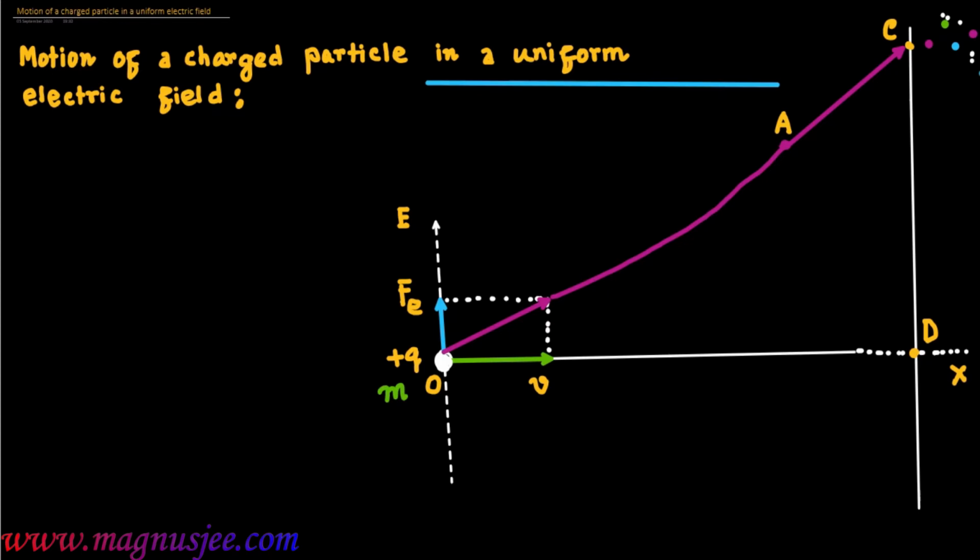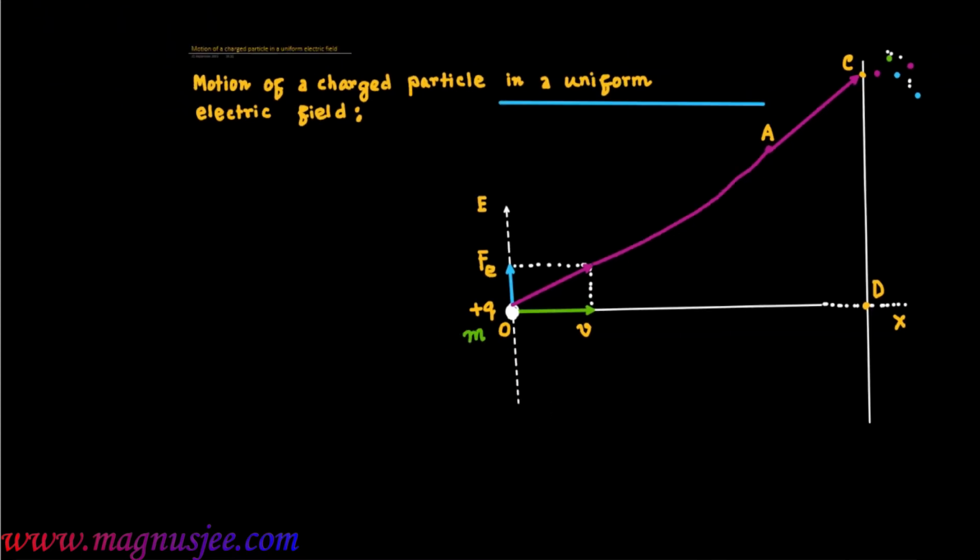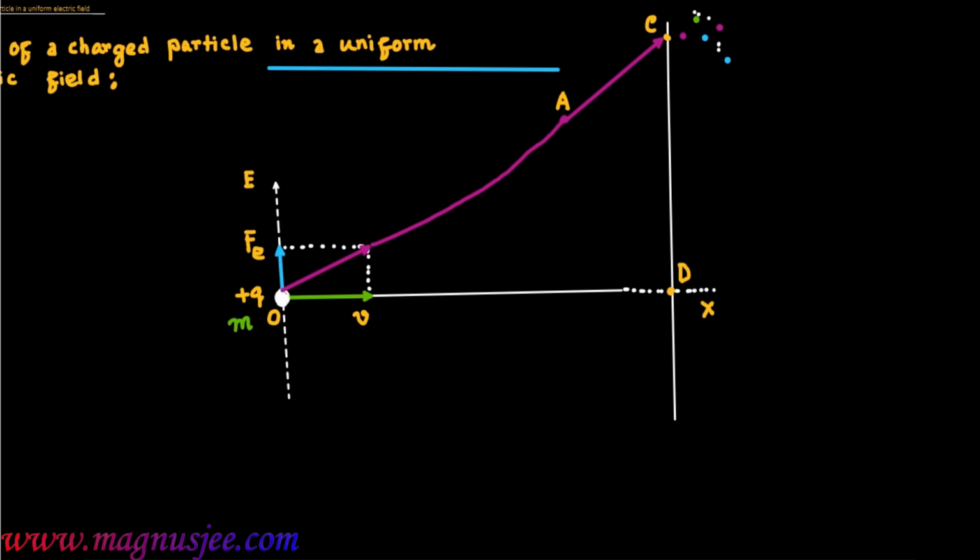And here a negative plate is placed towards which uniform electric field E acts, and a positive plate will be placed at this position so that electric field E acts from positive plate to negative plate. This is the positive plate and this is the negative plate. Electric field E acts from positive plate to negative plate because electric field is the force experienced by unit positive charge.